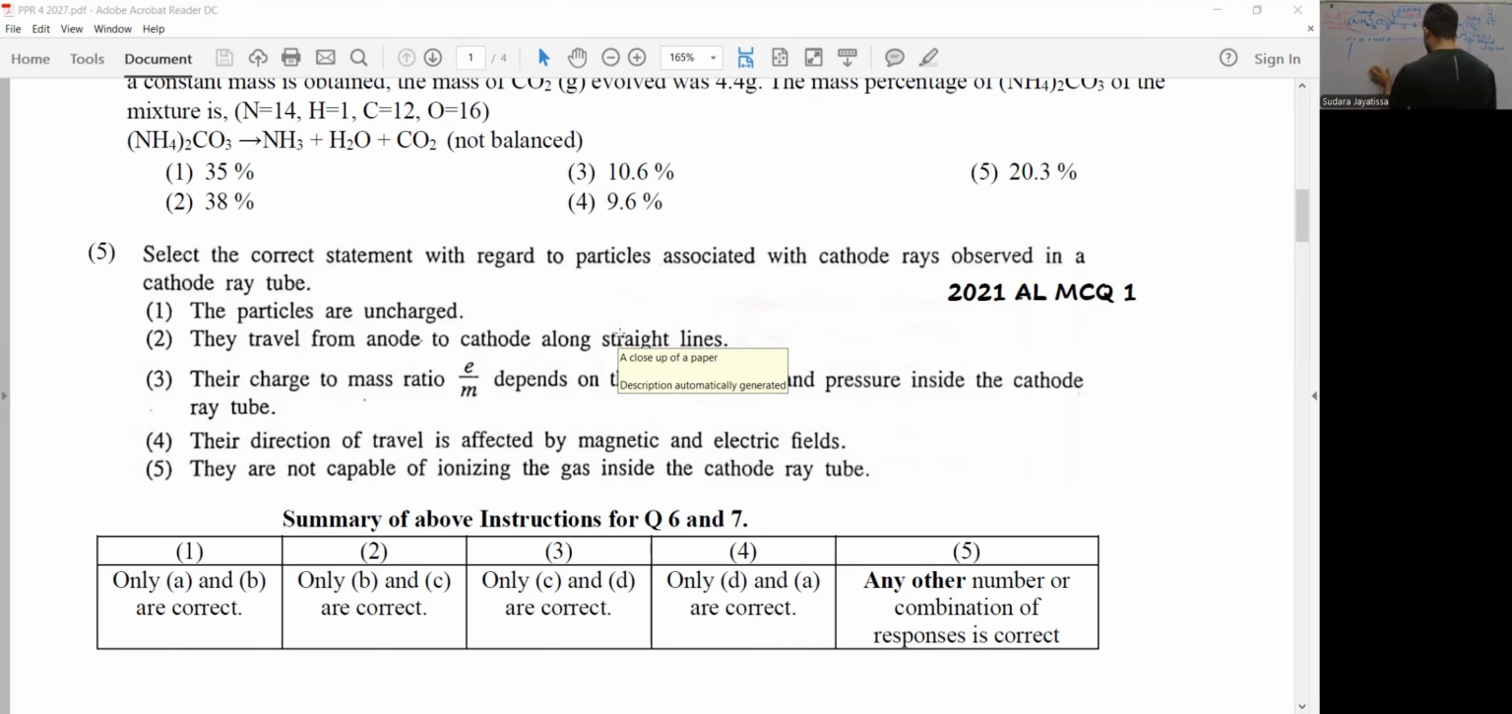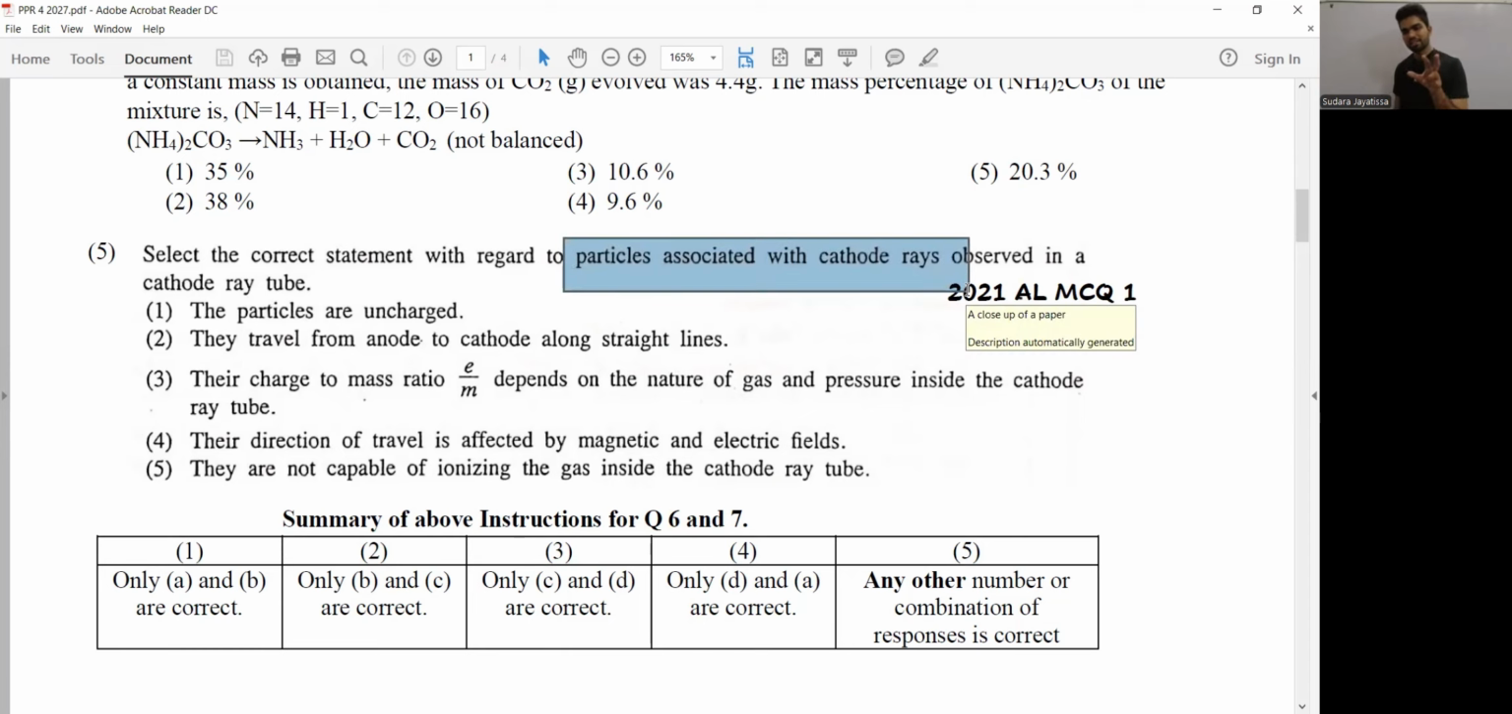So this is a past paper MCQ in your new syllabus. Select the correct statement with regard to the particles associated with cathode rays observed in the cathode ray tube. First of all, we must understand what these cathode rays are, because your answers depend on that. You have to remember that cathode rays are electrons. So let's underline the particles associated with cathode ray, or highlight that part, and write electrons. So they are asking about electrons here.